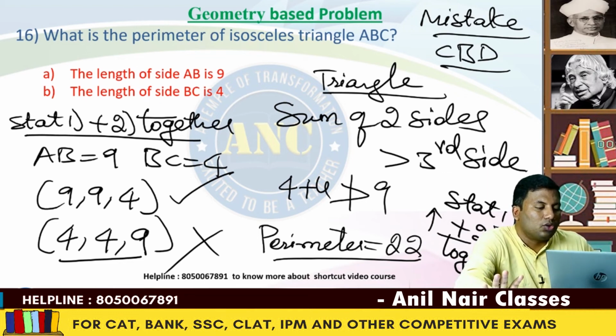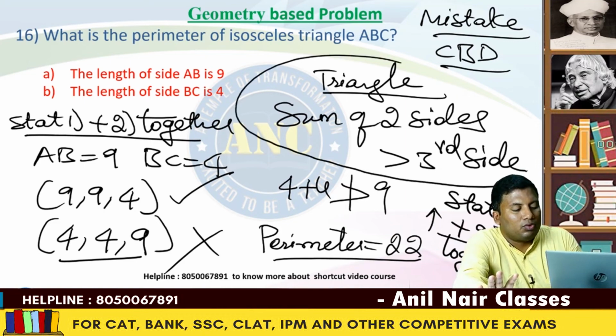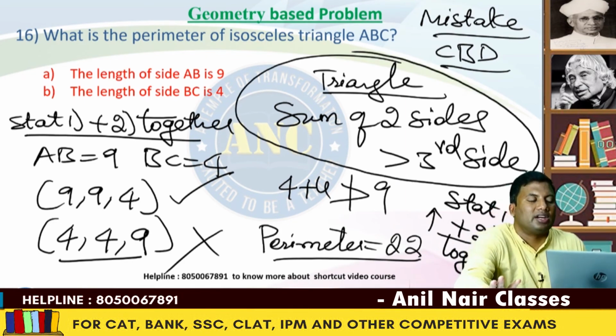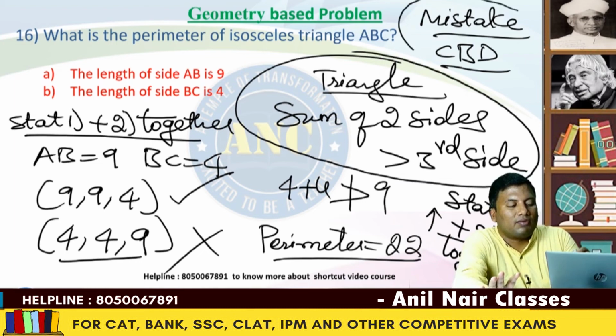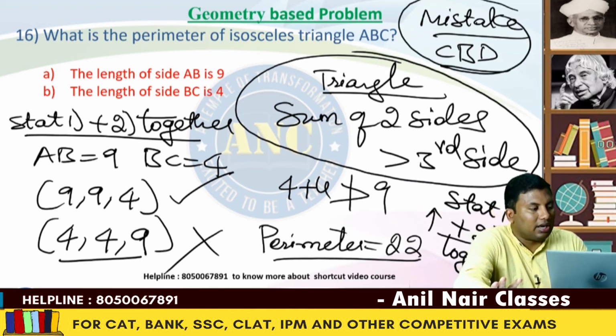Statement 1 plus 2 together. For a triangle, the sum of two sides should be greater than the third side. Please don't forget that. The mistake you will make is choosing cannot be determined.